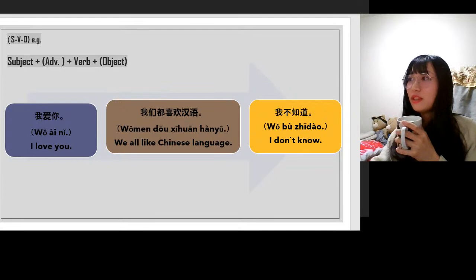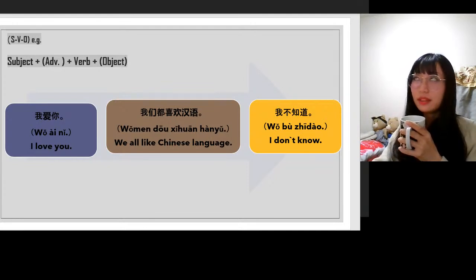Okay, so here, if it's a negative sentence, we just put 不 before the verb.